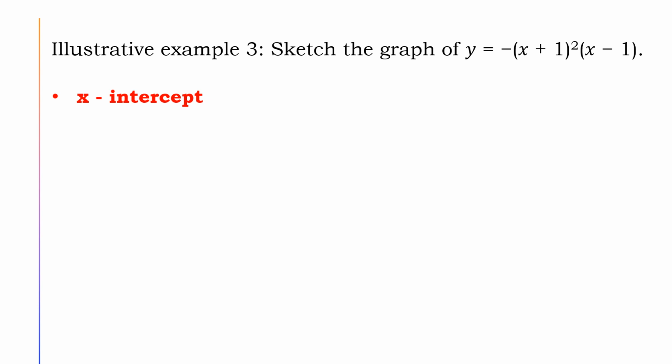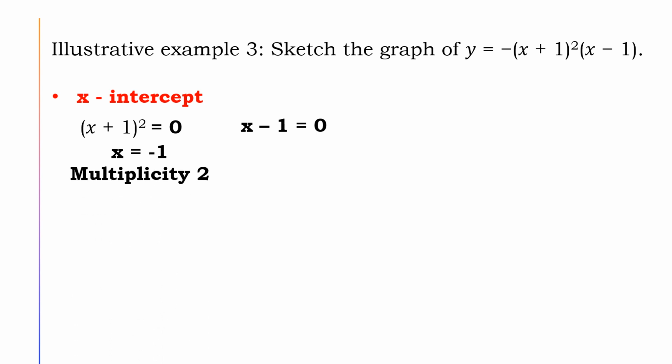Let us have another example para mas masanay tayong mag-graph ng polynomial function. Sketch the graph of y equals negative square of the quantity x plus 1 times x minus 1. Let us equate each factor to 0 to find the x-intercept. We have square of the quantity x plus 1 equals 0 and x minus 1 equals 0. So solve for the values of x. X equals negative 1, multiplicity 2, and the intercept is negative 1, 0. Another value of x is x equals 1, and the intercept is 1, 0.